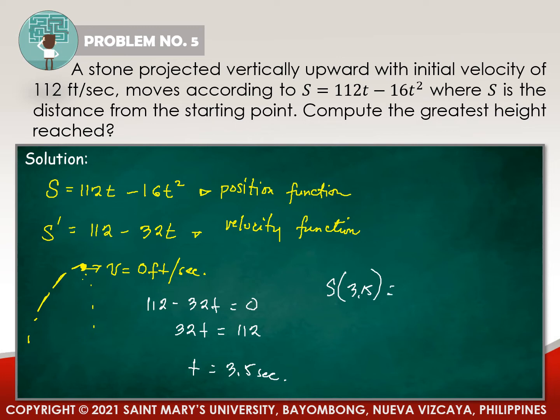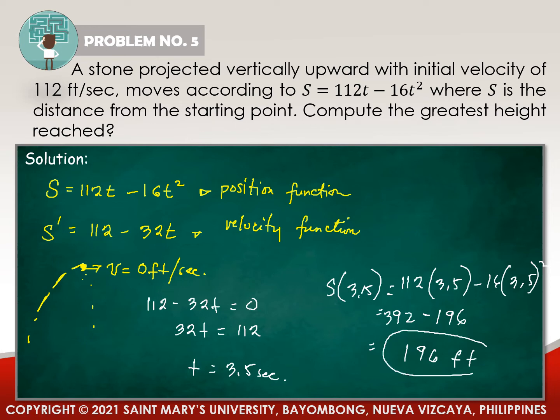So the greatest height will be s of 3.5. Just substitute. We have 112 times 3.5 minus 16 times 3.5 squared. So 112 times 3.5 equals 392. Then 3.5 squared times 16 equals 196. And 392 minus 196 is 196. So 196 feet is the greatest height attained by the stone.